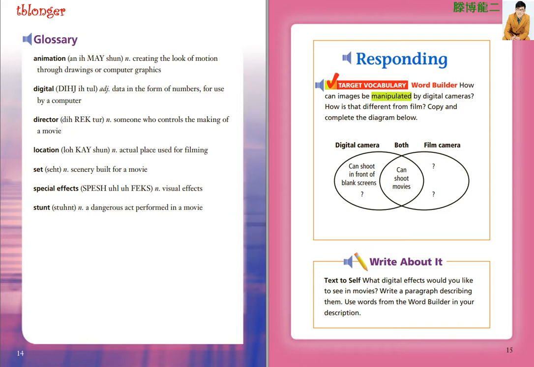Responding. Target vocabulary. Word builder. How can images be manipulated by digital cameras? How is that different from film? Copy and complete the diagram below.